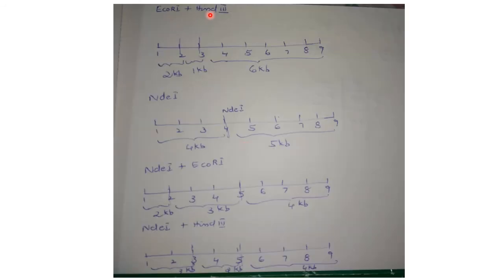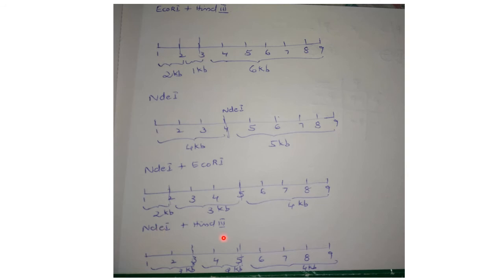Now if you digest with EcoR1 and HIN3, you get 2 kb, 1 kb and 6 kb fragments. This is how, because EcoR1 will cut here, HIN3 will cut here, and you will get 3 fragments. Now if you digest with NDE1, it will cut over here and you will get a 4 kb and a 5 kb band. Now NDE1 plus EcoR1, you will get around 2 kb, 3 kb and 4 kb.